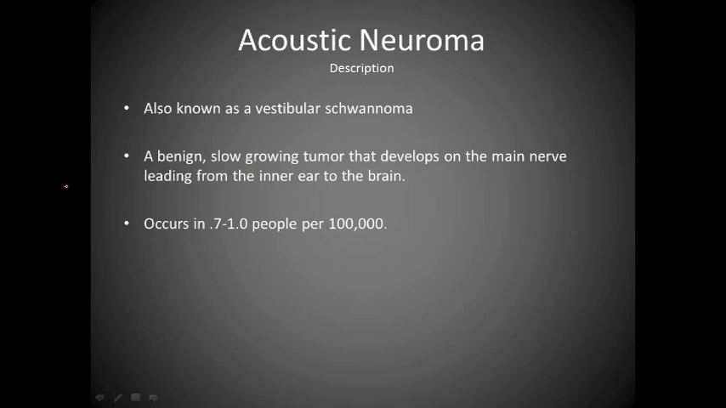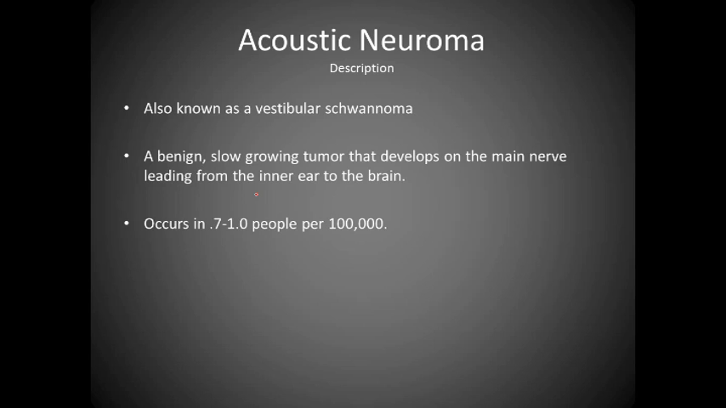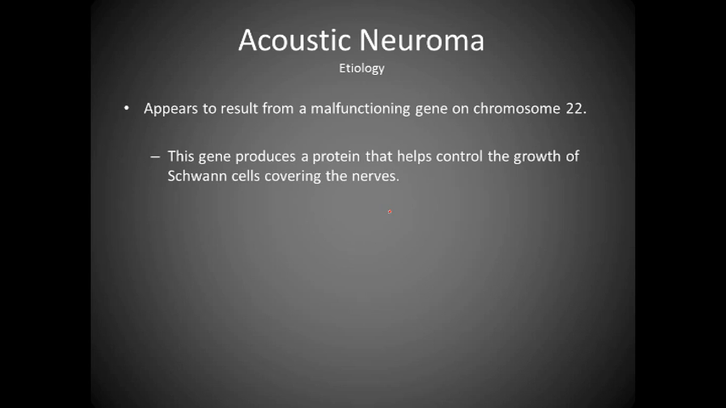So let's go back to our slideshow now. Okay, an acoustic neuroma. An acoustic neuroma is also known as a vestibular schwannoma, and we see that it is a benign, slow-growing tumor that develops on the main nerve leading from the inner ear to the brain. It occurs in 0.7 to 1.0 of people per 100,000, so it's quite uncommon, and this is something you may never see. It appears to result from a malfunctioning gene on chromosome 22, so keep this in mind. Appears to come from chromosome 22.